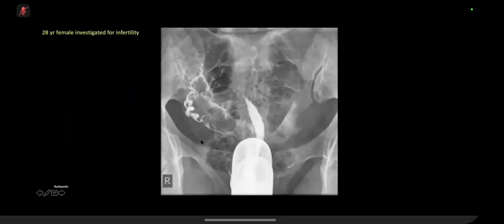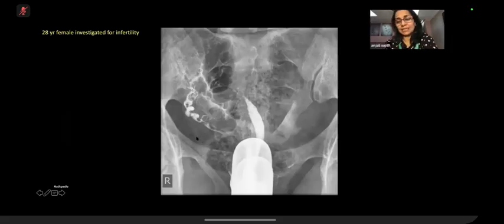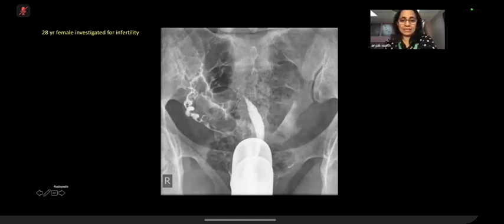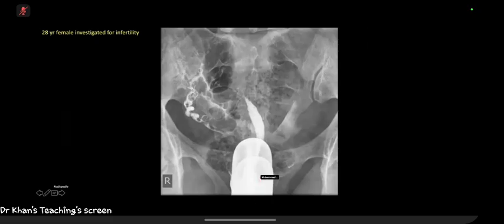Okay. So here starts the first case. You're candidate number 1, aren't you? Yes, I am. And so this is a 28-year-old female investigated for infertility. Can you describe? Okay. So I am presented with a hysterosalpingogram.